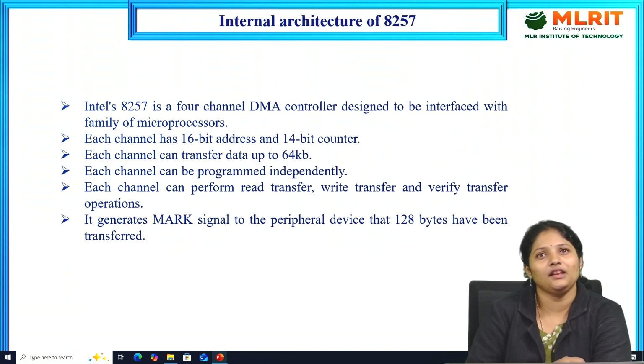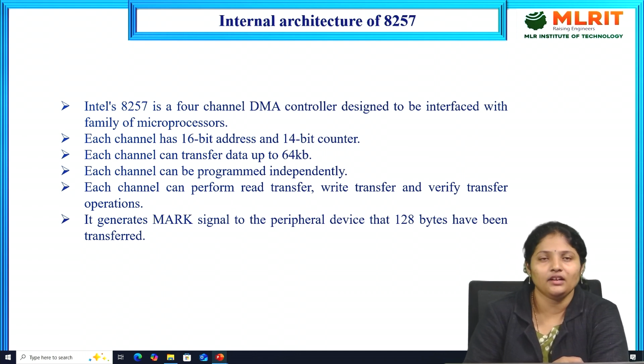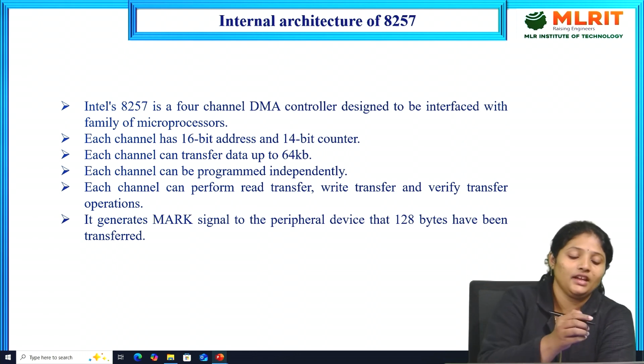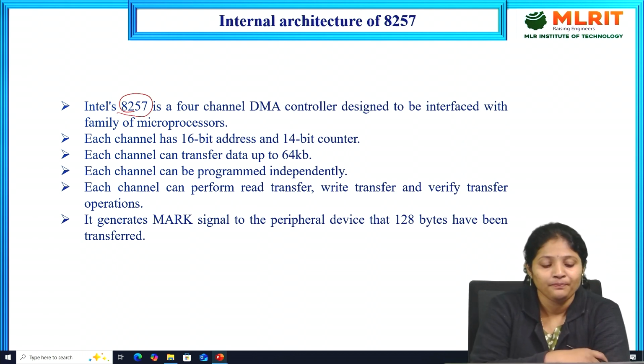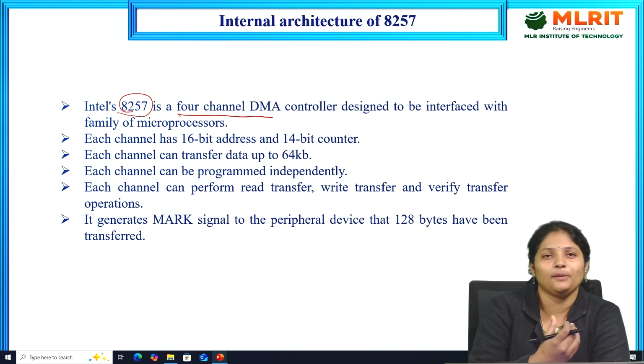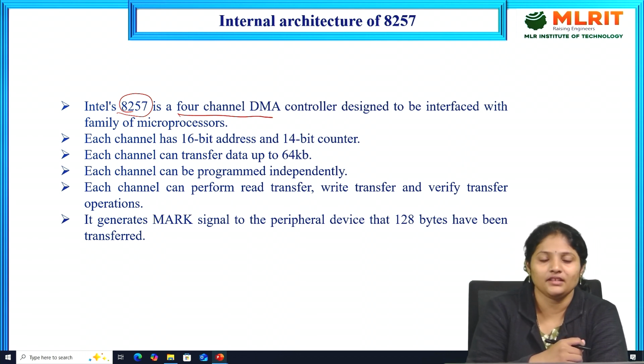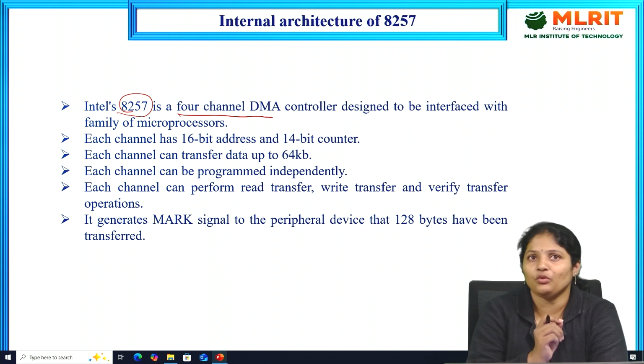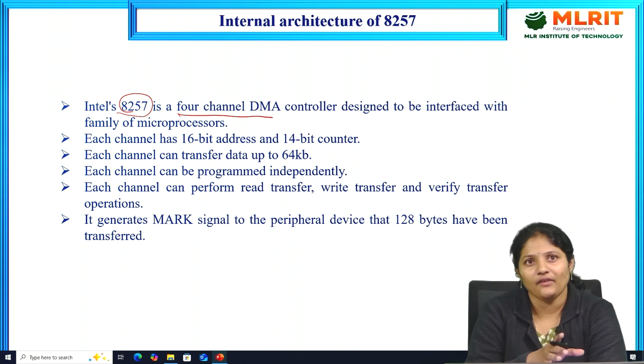Next, coming to the internal architecture of the 8257 DMA controller. Basically, to interface the DMA controller, we need to know what blocks the DMA controller has and what pins there are in a DMA controller chip. Here we are using Intel's 8257 DMA controller, which makes it easy to interface up to 4 peripheral devices. This DMA controller has 4 channels, so 4 peripheral devices can approach the processor to access the memory. But at a particular time only one channel can be accessing the memory.